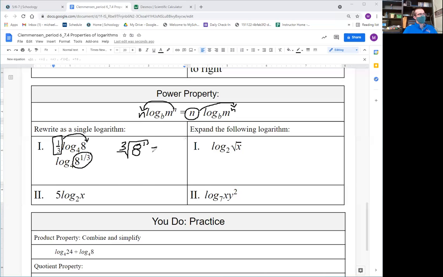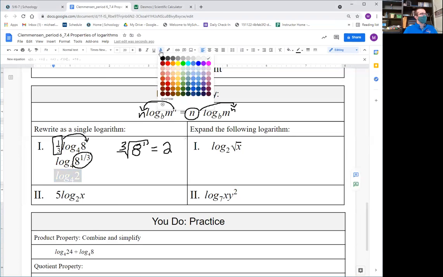Can anybody tell me what the cube root of 8 to the first power is equal to? Perfect. 2 is my correct answer. The cube root of 8 to the first is the cube root of 8, which is 2. All right, so we simplify that. We get log base 4 of 2 right there.